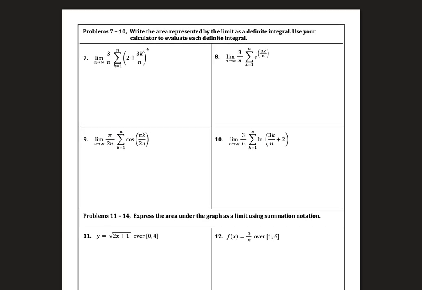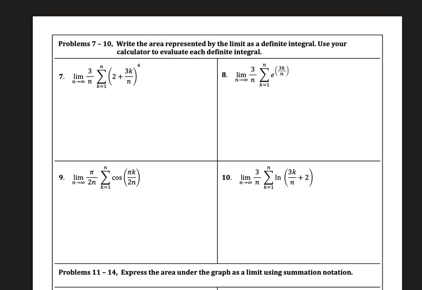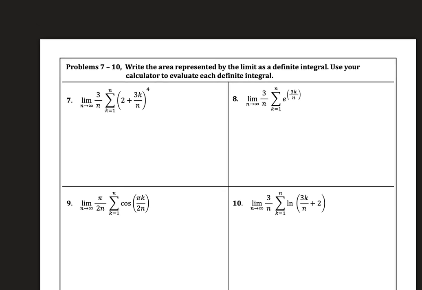Okay, next one they say write the area represented by the limit as a definite integral. So this will be that little integral symbol, the S, you know. We really just have to figure out a, b, and then the function, because that's all that goes in there. When you're writing it, it's always going to be an integral from a to b of some function dx. The only things you really need are the limits, a and b, and the function.